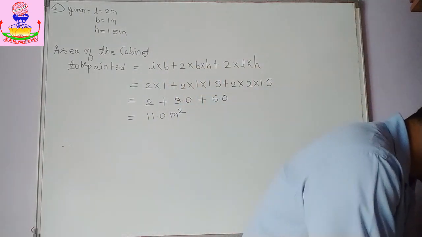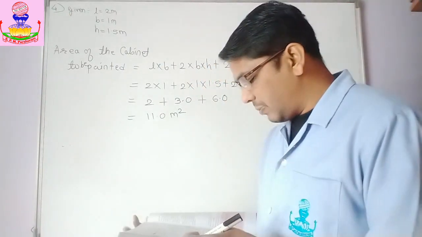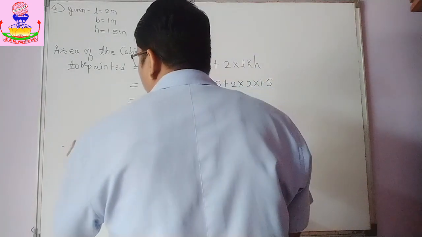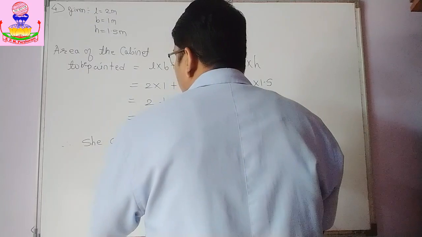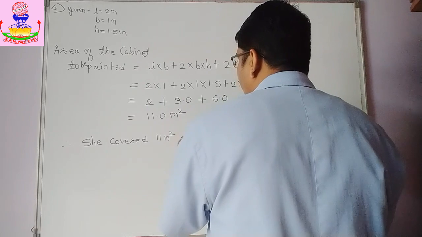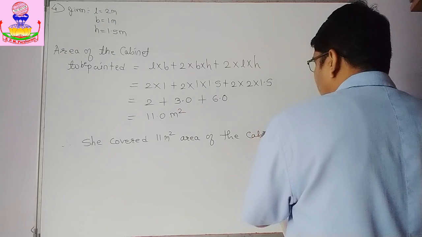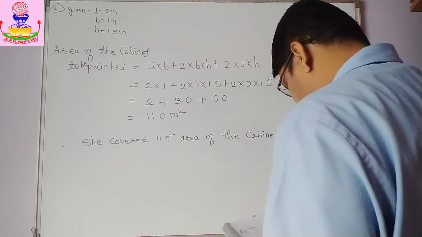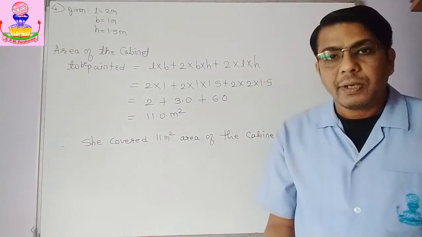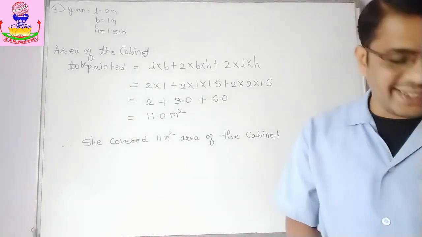So final answer. How much surface area did she cover if she painted all except the bottom of the cabinet? So therefore she covered 11 meters square area of the cabinet. Okay, that is the answer. Now next example.